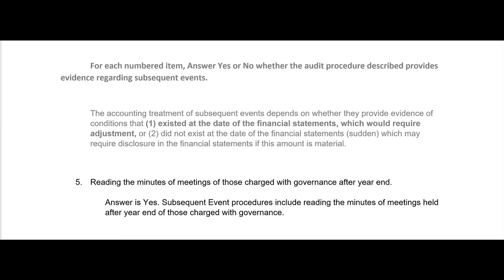You would want to read the minutes of those meetings because they could easily uncover evidence of subsequent events, and that might impact conditions that existed at the date of the financial statements, which would require adjustment, or it might just disclose some information that did not exist at the date of the financial statements, happened suddenly, and that might require disclosure, footnote disclosure, if this amount is material.